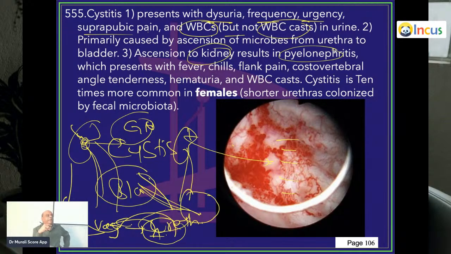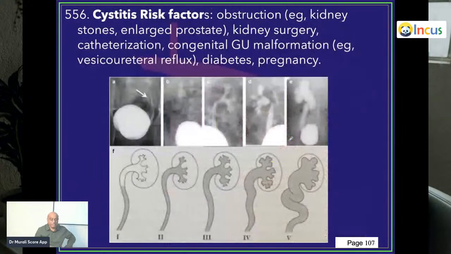How do you identify pyelonephritis? That means kidney got pus, kidney got bacteria, which ascended up. How do you know? Patients have fever, chills, severe flank pain, costovertebral angle tenderness. You do a little knock, patient will cry. Hematuria, WBC casts. These are all the features of pyelonephritis is what you need to remember. Cystitis is 10 times more common in females because of their short urethra, and fecal microbiota can ascend up from the urethra to the bladder is what you need to remember.